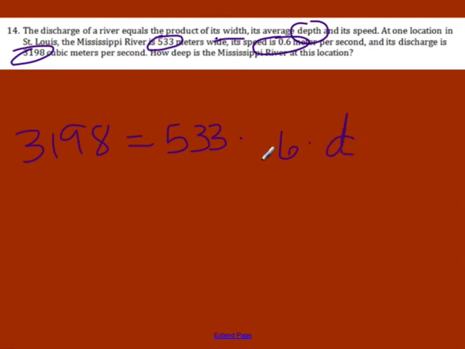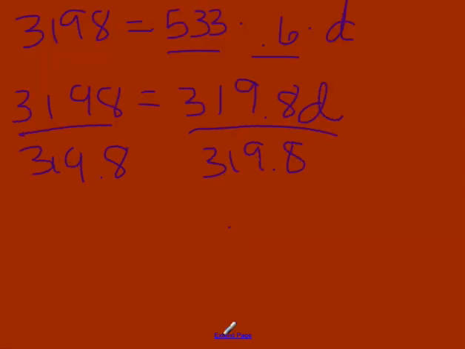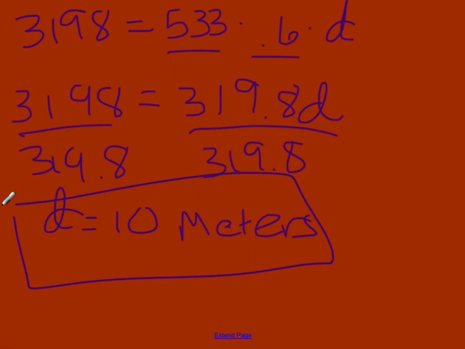So now we need to go through and multiply. So we're going to do 533 times 0.6. And when we multiply that together, we get 319.8. So we get 3,198. So now we need to solve that for D. Since that's being multiplied by D, I'm going to divide both sides by 319.8. Then once I divide, D is equal to 10. So now I need to figure out what my label is going to be. Since the width is being measured in meters, the depth will also be measured in meters.